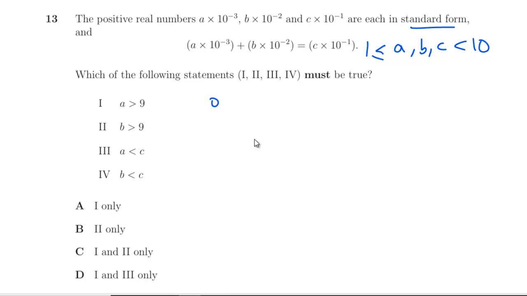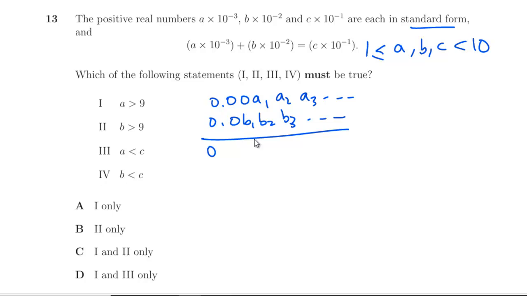So we got A, so it's going to be 0, 0, 0, and then A is going to start. So that's going to be a whole sequence of digits. So let's call it A1, A2, A3 onwards. Then we'd have a 0.0, and then a B1, B2, B3, and onwards. And then they're going to add up to give a 0, C1, C2, C3, and onwards.